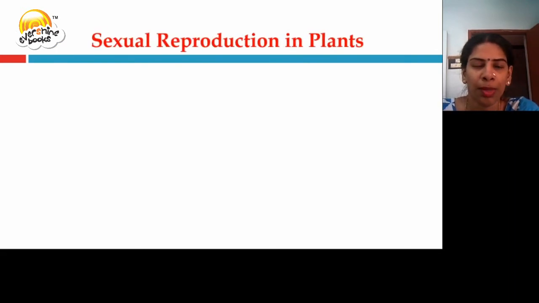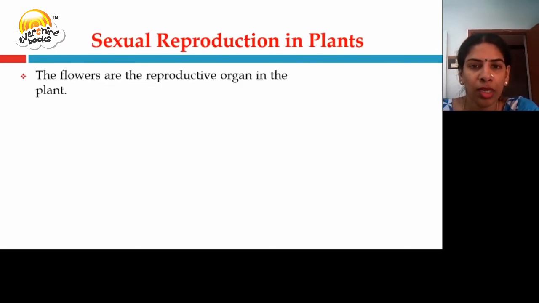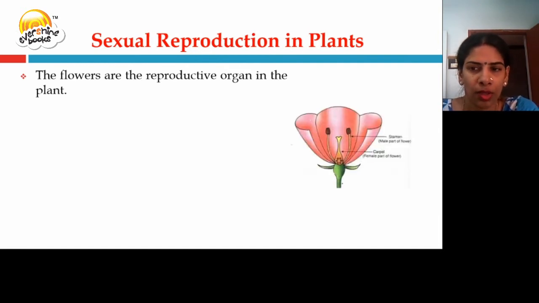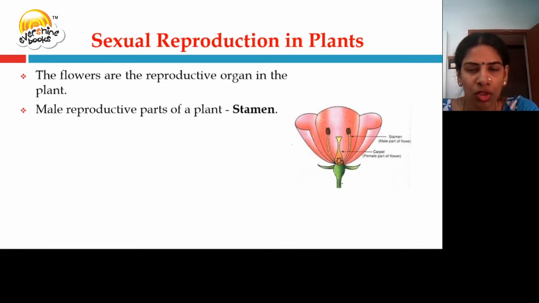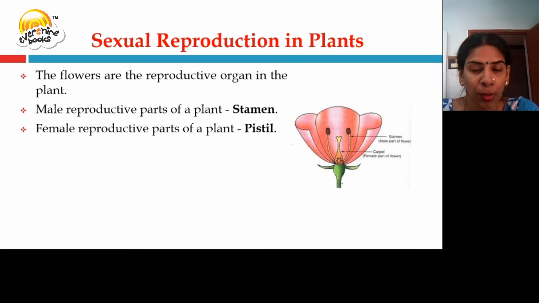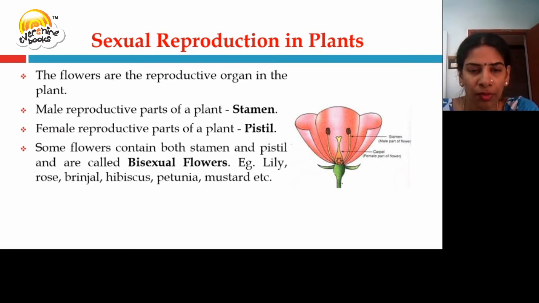Sexual reproduction in plants. The flowers are the reproductive organs in the plant, which we have already discussed. The male reproductive part of the plant is called the stamen. The female reproductive part of the plant is the pistil. Some flowers contain both stamen and pistil. Pistil can also be called carpel.